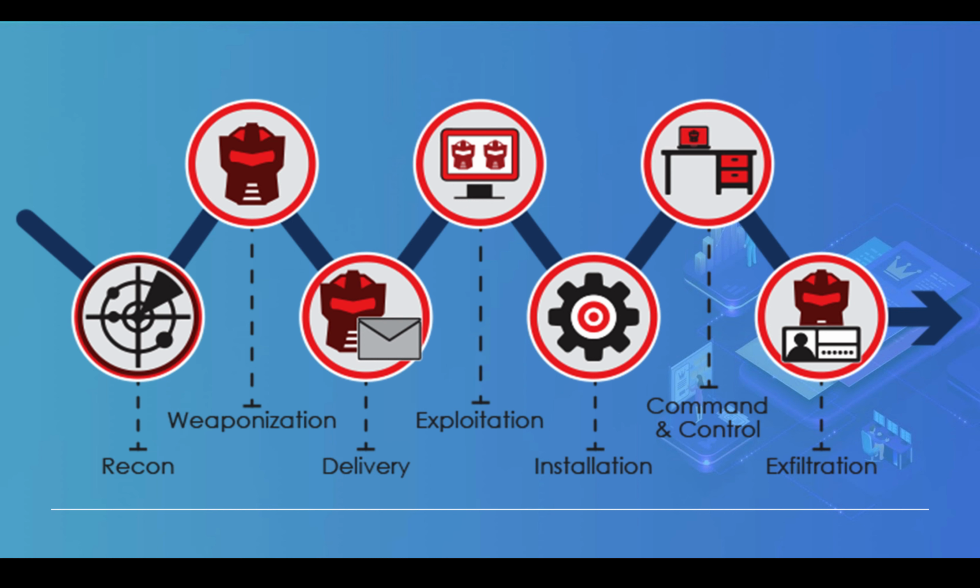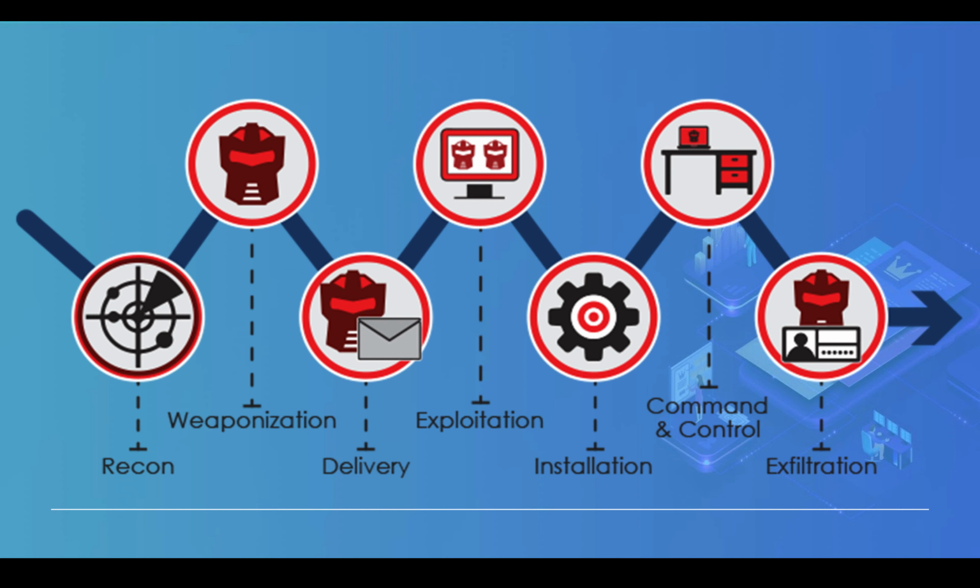Then we have got exploitation. Once the malware or our weapon has been delivered, the weapon's code is triggered, exploiting vulnerable applications on the system. So it means once the delivery of the weapon has been done, the next part is triggering the exploit or triggering the weapon so that our task could be done. Once exploitation is done, our fifth phase is installation.